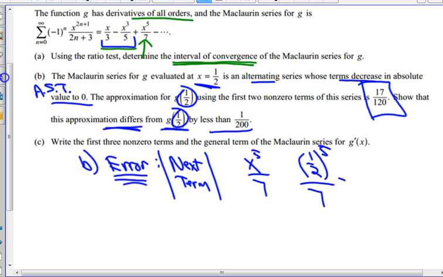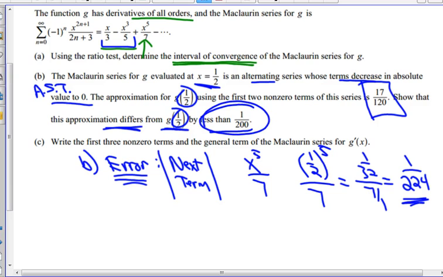You could evaluate it, and let's see, 2 to the 5th is 32. And 32 over 7, 7 is like 7 over 1. I'll get 1 over 224 if you like to simplify. And sure enough, that's less than 1 over 200. That is it. They're just checking: did you know what the error was for an alternating series? And the answer is right there. The error is the absolute value of the next term. Done.